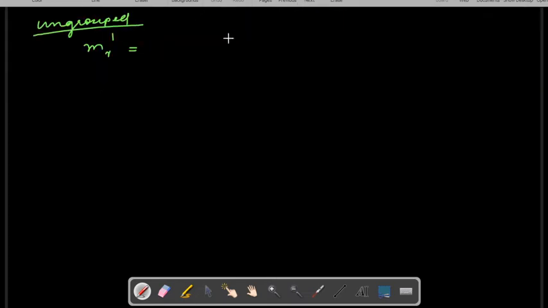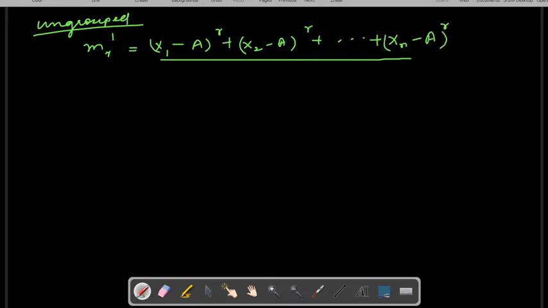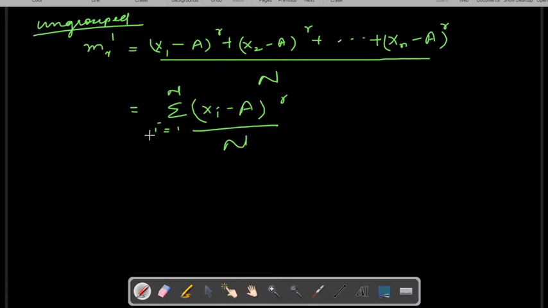So if a not equal to 0, what will happen? You will get it as x1 minus a raised to r plus x2 minus a raised to r plus and so on, plus xn minus a raised to r, whole divided by capital N. Or you can write this as summation of xi minus a whole to the power r for i equal to 1 to capital N, whole divided by capital N. This is your mr dash for ungrouped data.